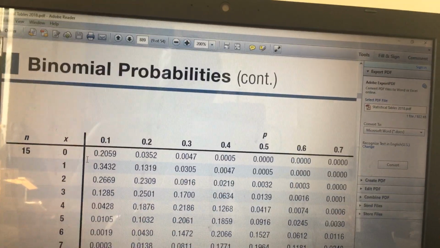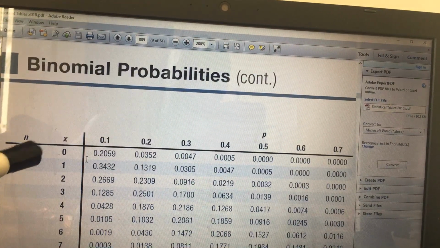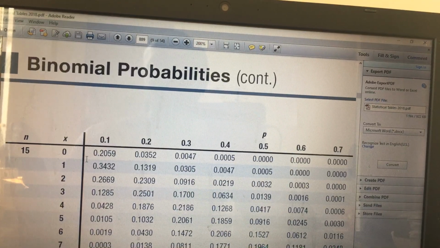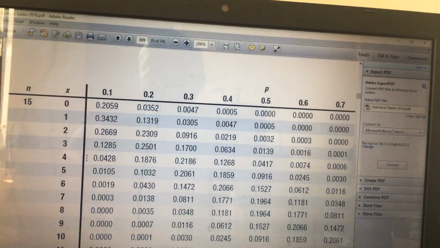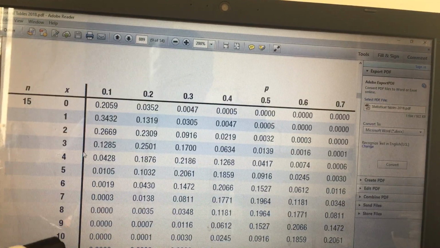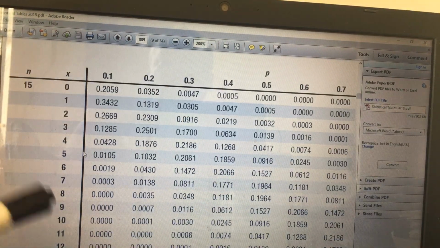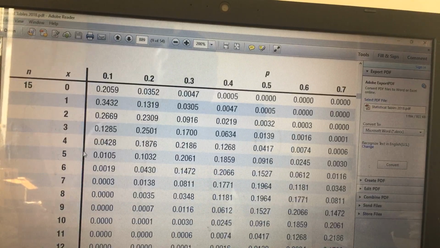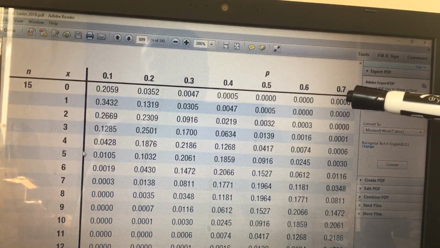15. You can see right here, right there. And our x is 10 because it's 10 people. So it's 10 right there. You can see 10 right here. Okay, right there. Make it bigger. See? Now, our p is 70%, which is 0.7, which is right here.